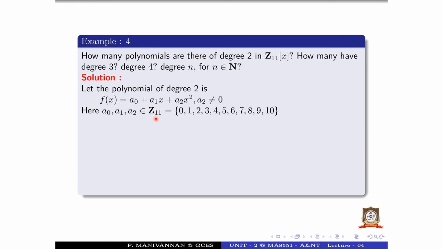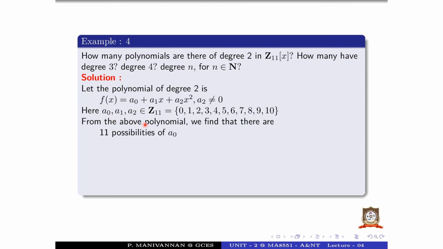What is Z11? 0, 1, 2 up to 10. Here the coefficients a0, a1, a2 lie in Z11 with the condition a2 is not equal to 0. Therefore, a2 has only 10 possibilities. What are the 10 possibilities? 1 to 10, since a2 is not equal to 0.